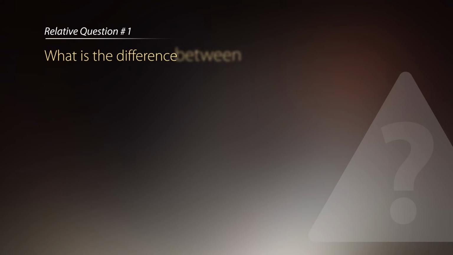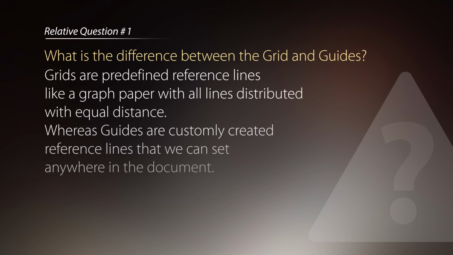What is the difference between the grid and guides? Grids are predefined reference lines like a graph paper with all lines distributed with equal distance, whereas guides are customly created reference lines that we can set anywhere in the document.